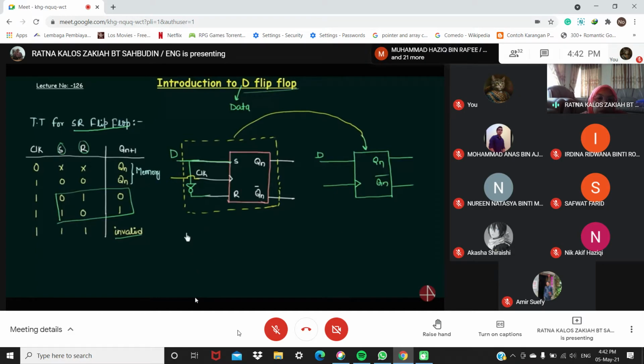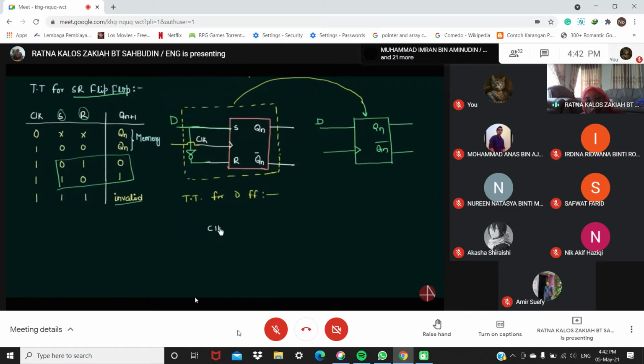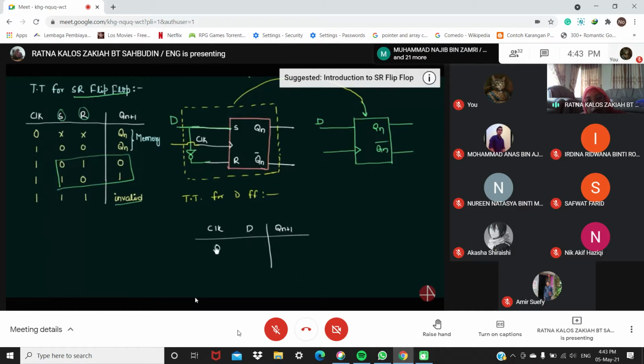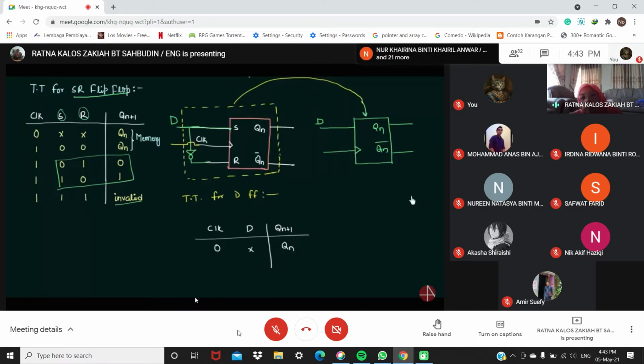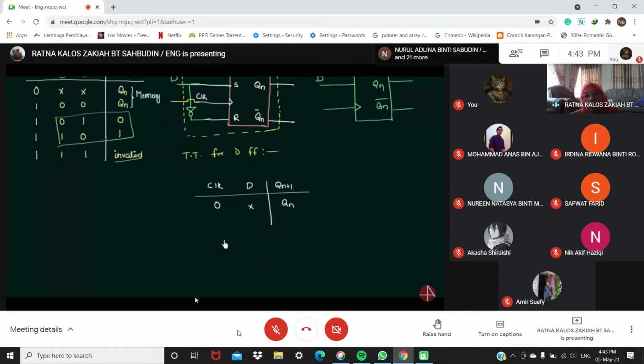It's time to move to the truth table for the D flip-flop. A very simple truth table you will have. You will have your clock and a single input D, and output Qn plus 1. Now when clock is 0, it means this circuit won't take any input, and the output will be the previous output. So Qn is my output in this case.